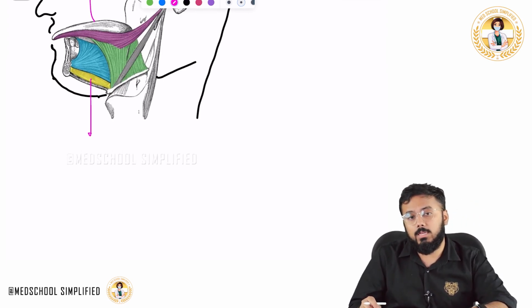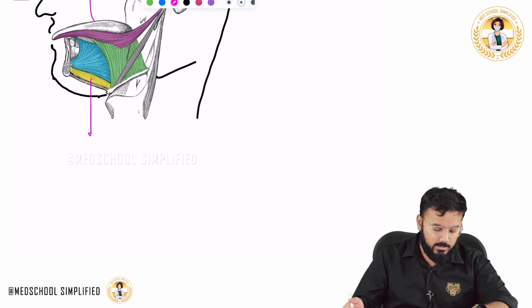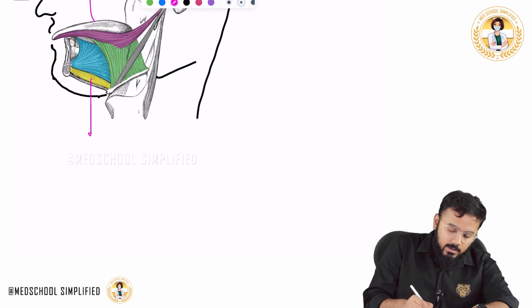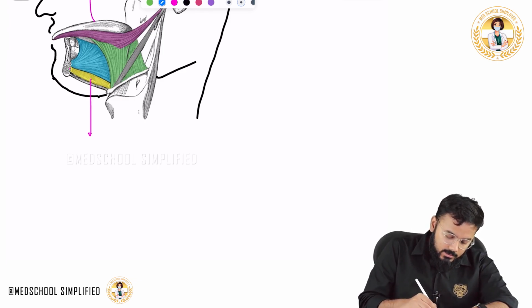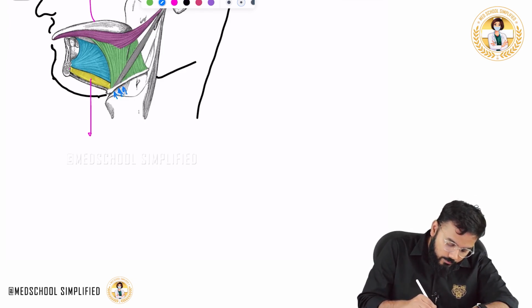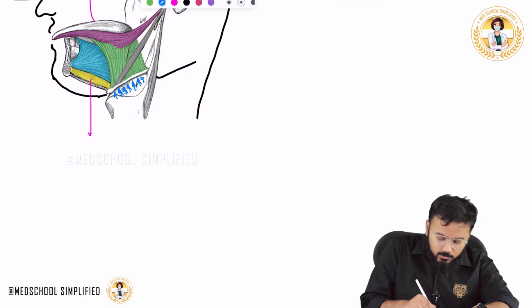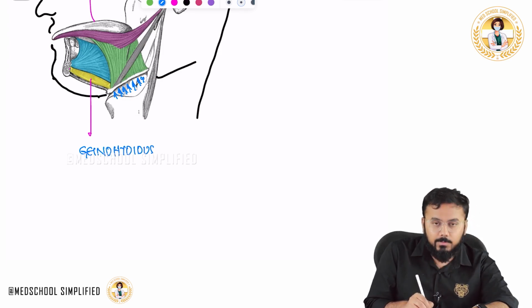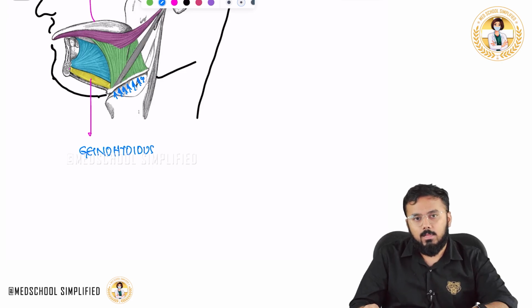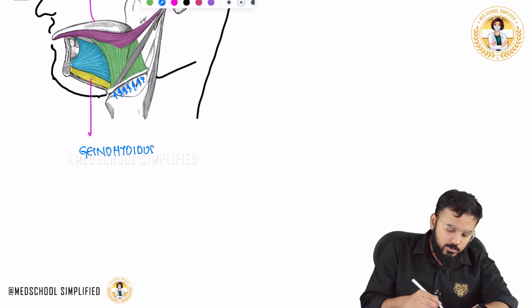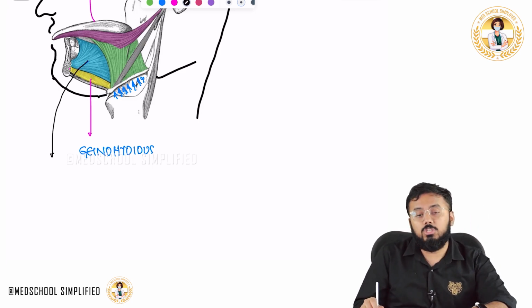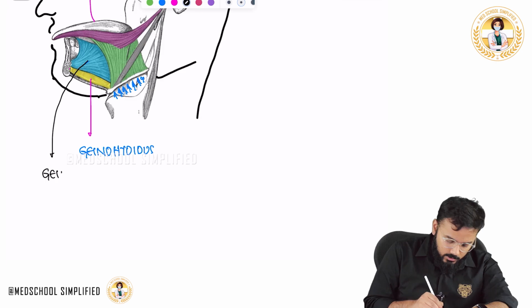This yellow color muscle over here is called the geniohyoid muscle, because it is attached all the way from the mental process back to the hyoid, right? So this one is called your hyoid bone, and this muscle is called the geniohyoid muscle. Now after the geniohyoid muscle, you see this particular blue muscle over here. This is called your genioglossus muscle.